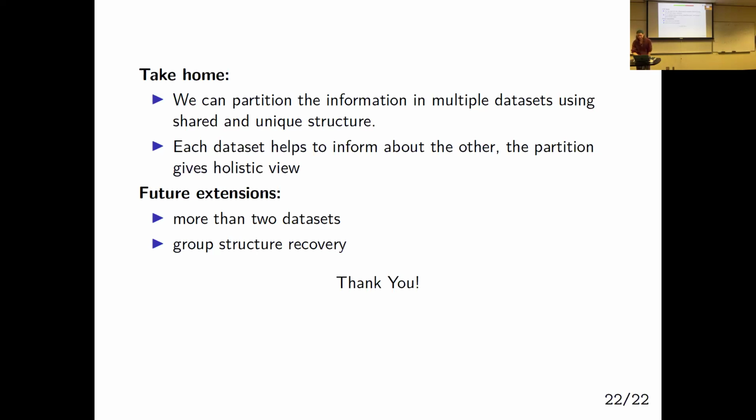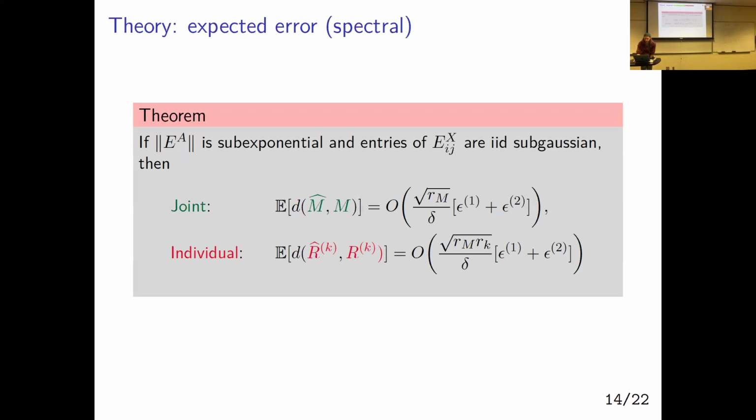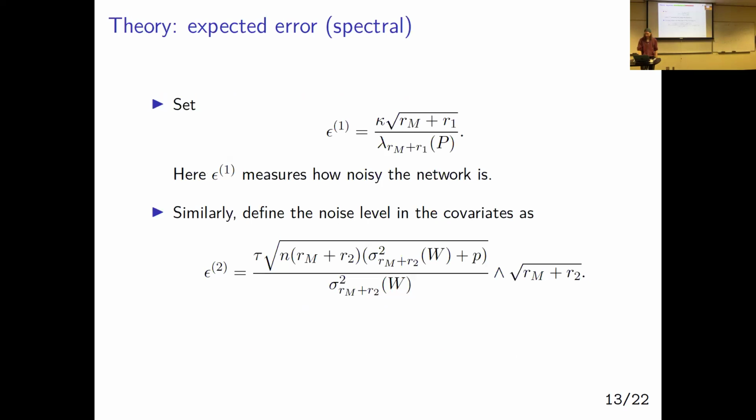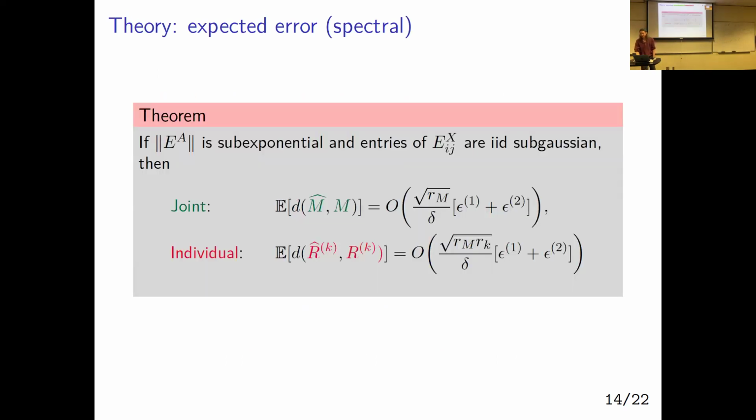Can you go back to your results on the expectation of the distances between the two? Oh yeah, this one. I might have missed it. Did the sample size play a role here? Yeah, the sample size is captured in these epsilon terms. It's not super obvious, but under some simple assumptions, the rate looks like 1 over square root n plus 1 over square root p.